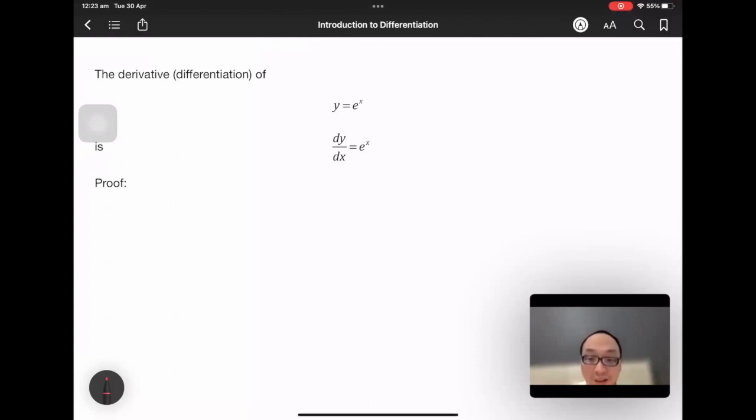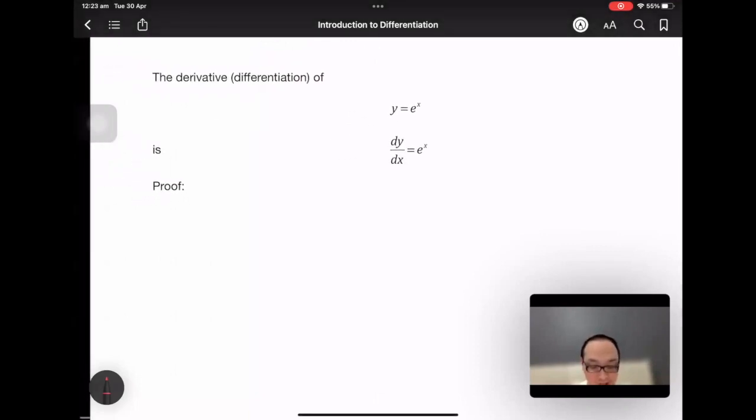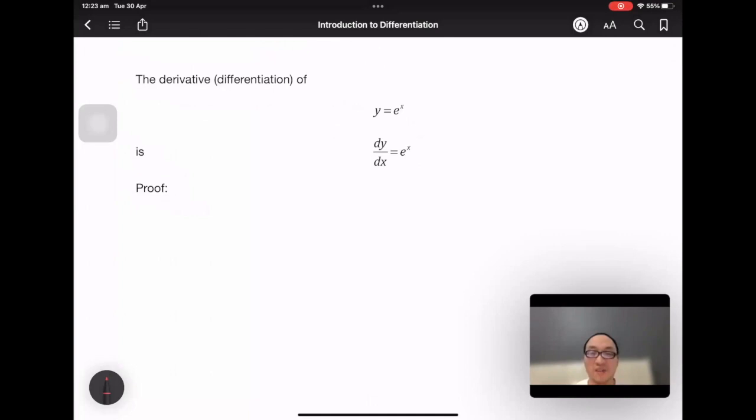Okay. Now, how about the derivative of e to the power of x? If we have y equals e to the power of x, the derivative dy/dx is equal to e to the power of x as well. So it doesn't change. Okay, how do we prove this? As we know, the derivative of ln x is equal to 1 over x, so we can derive e by using that rule.